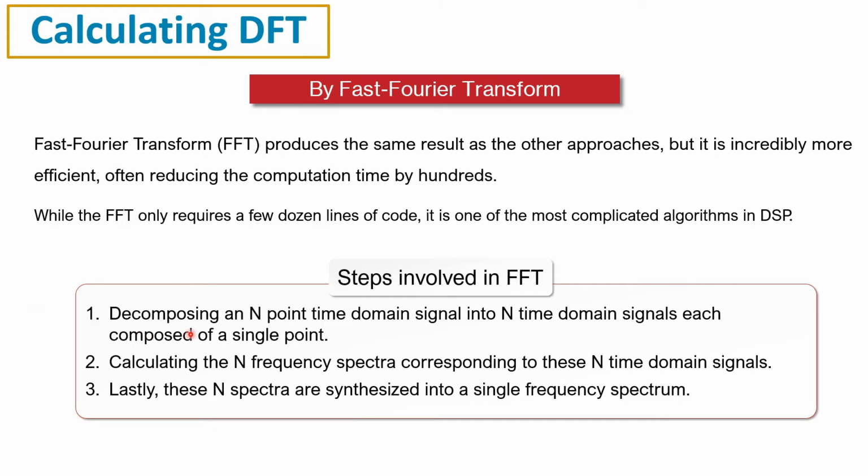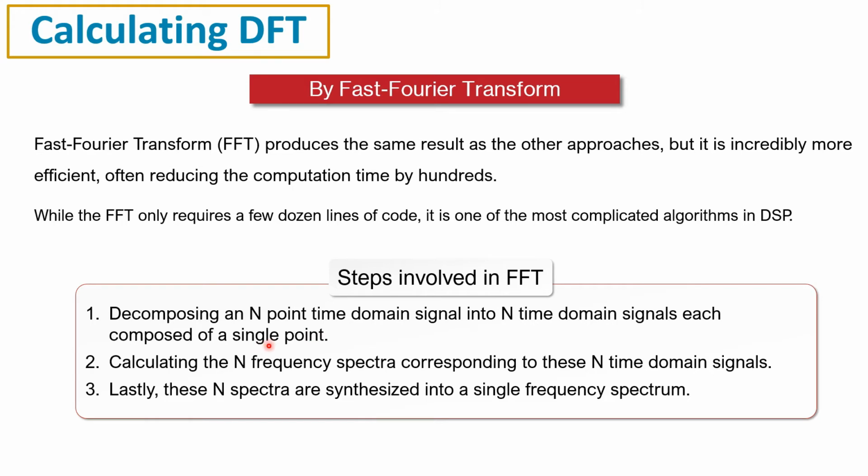First step is decomposing the n-point time domain signal into n time domain signals, and each consists of one point only. Means that if there is an n-point signal in time domain, let us consider 64 points in time domain, then we need to decompose that time domain signal into 64 signals. Okay, if n was 64, then we have to decompose that time domain signal into n time domain signals, or 64 signals, and each signal will consist of one point only.